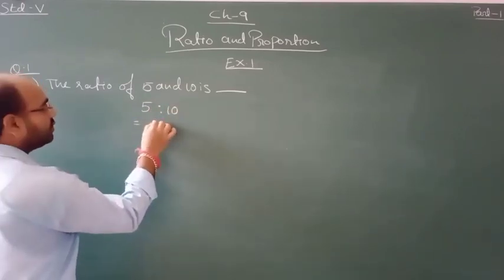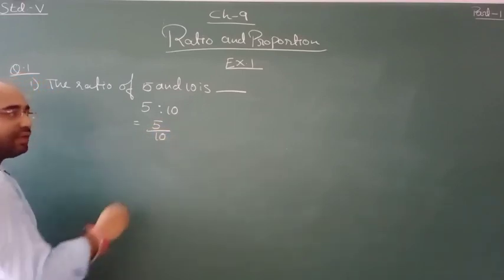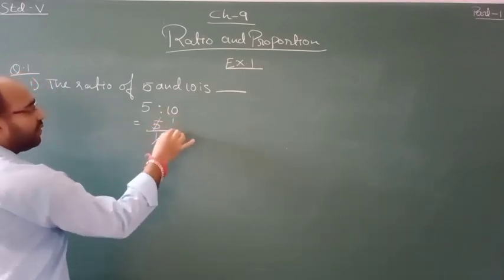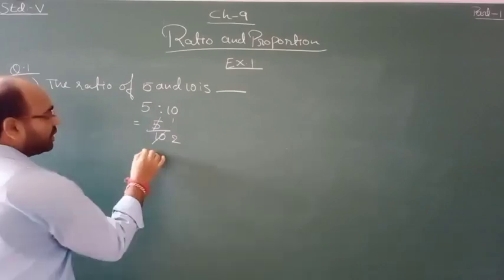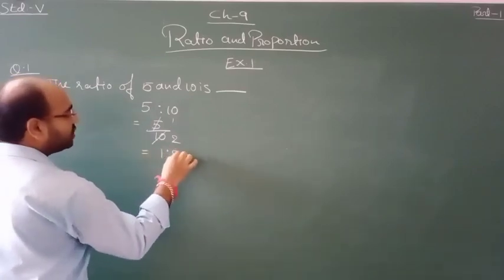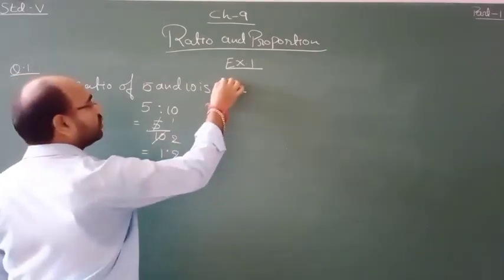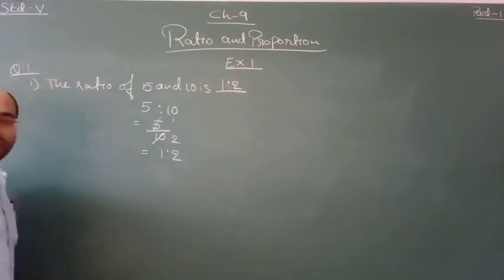5:10, that is equal to 5 upon 10. So it can be cancelled. 5 ones are 5 and 5 twos are 10. So the ratio that we get, that is 1:2. Very simple, कुछ hard नहीं है.